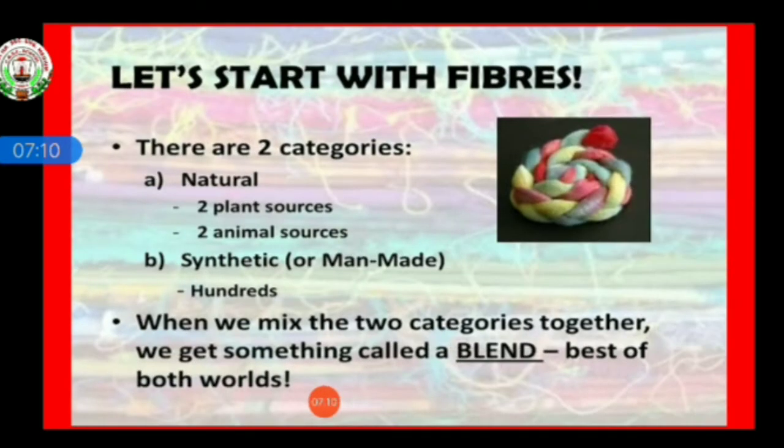Let's start with fibers. You all know what fibers are? A fiber is a thin, long strand of fabric, very thin like a hair. There are basically two categories, natural and synthetic. For natural, two plant sources and two animal sources are available from which we can make fiber. Synthetic fibers come in many types, and hundreds are available in the market, also called man-made fibers. When we mix the two categories together, we get a blend, the best of both worlds.